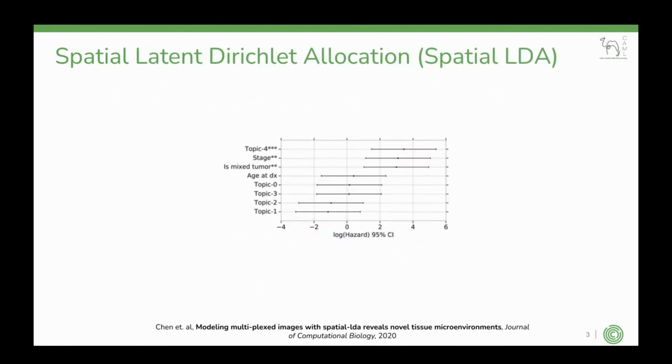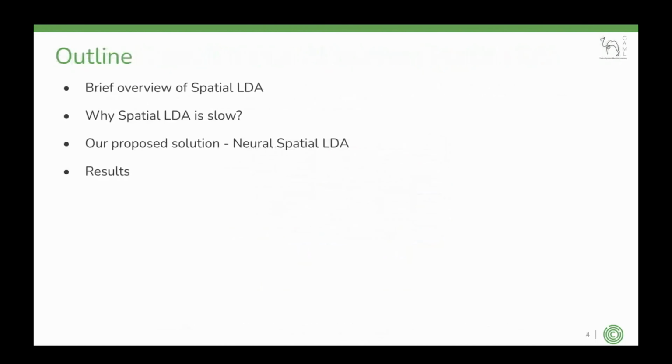As an example, the proportion of tumor cells in a topic 4 microenvironment identified by spatial LDA was found to be strongly associated with poor survival in triple-negative breast cancer patients. Here is the outline of my talk. Firstly, a brief overview of spatial LDA, then the scalability issues with spatial LDA, our proposed solution, and results.